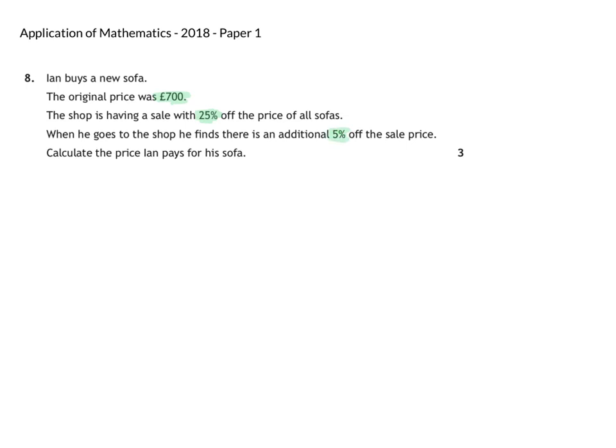So we need to work this out in 2 steps. We can't just work out 30% because it's an additional 5% off the sale price, not the original one. So we need to work out 75% of £700 to work out how much it was originally in the sale. So remember that it's 75% because 25% has been taken off, so 75% is what's left. So that is 3/4 of 700.